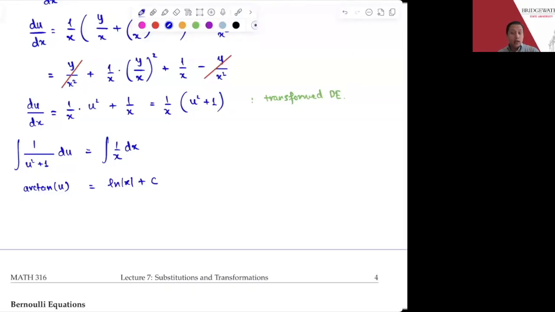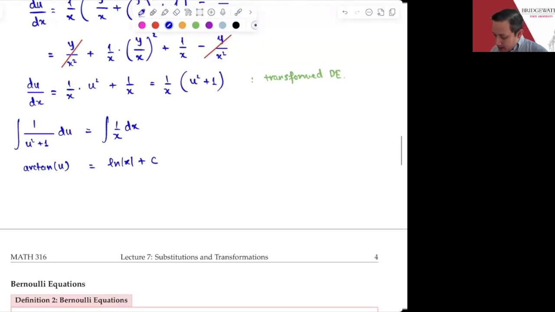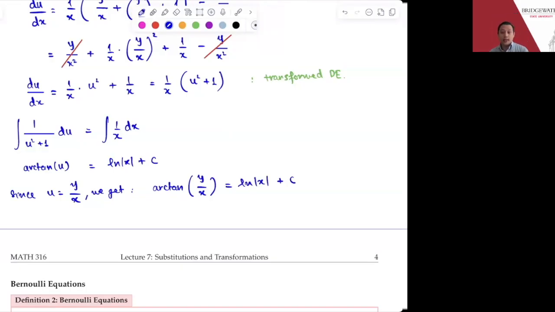Now, this is the solution to the transformed equation. Or to find the solution to the original differential equation, you substitute u by y over x. Since u is equal to y over x, we get that arctangent of y over x is equal to ln of the absolute value of x plus a constant c. And that is the general solution to the original differential equation.